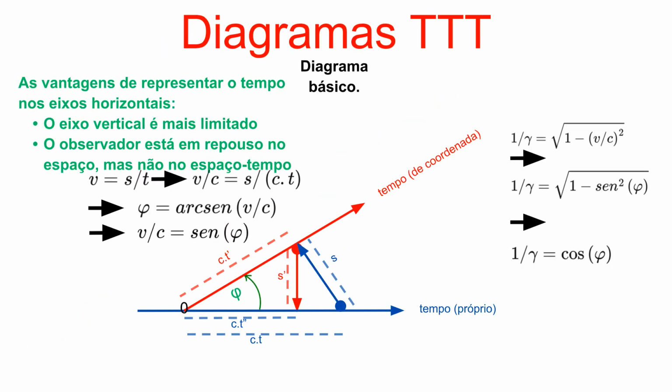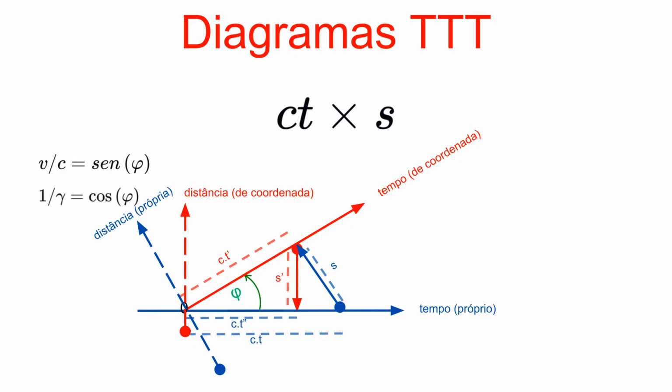We begin our exploration of the basic diagram with a look at how time is represented on the horizontal axes. Representing time on the horizontal axis offers distinct advantages, such as providing a more flexible vertical axis. Furthermore, this model allows the observer to remain at rest in space, while their position in spacetime remains dynamic.